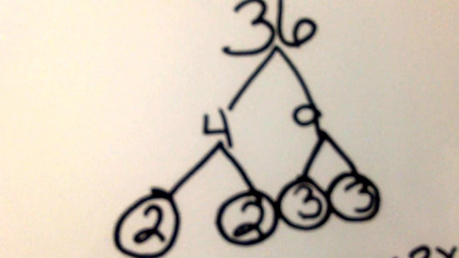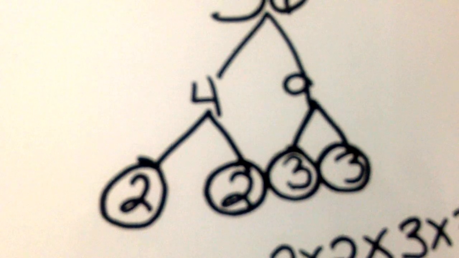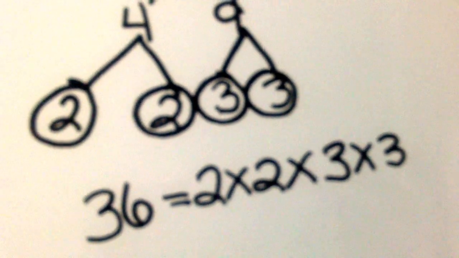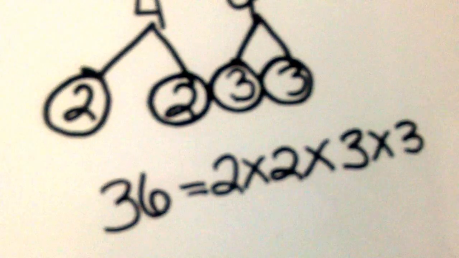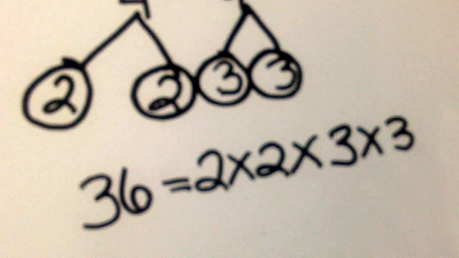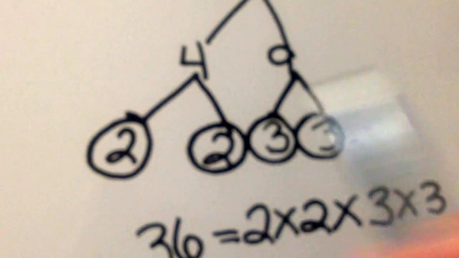And then once you come to the end of those branches, then you get your prime factorization. And remember that you're multiplying between each number. So 36 is 2 times 2 times 3 times 3. And those numbers are all gotten from these numbers here.